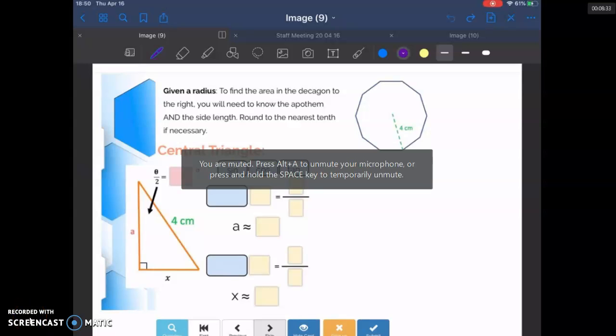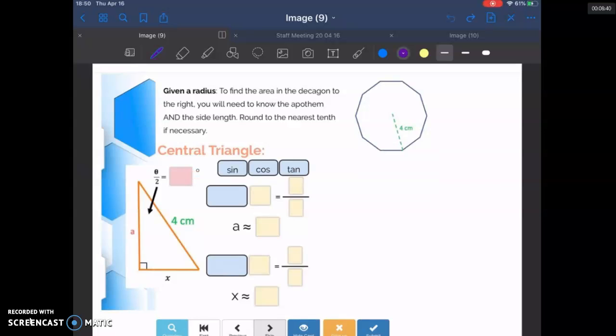Guys, I thought I would do one more of these problems for you as you're working through these over the weekend and through Monday. I thought this might be helpful for you: given a radius, we need to find the area. We have a lot to find in this problem, so I'm just going to do the one problem here for this video. Our end goal is to find the area of this decagon.